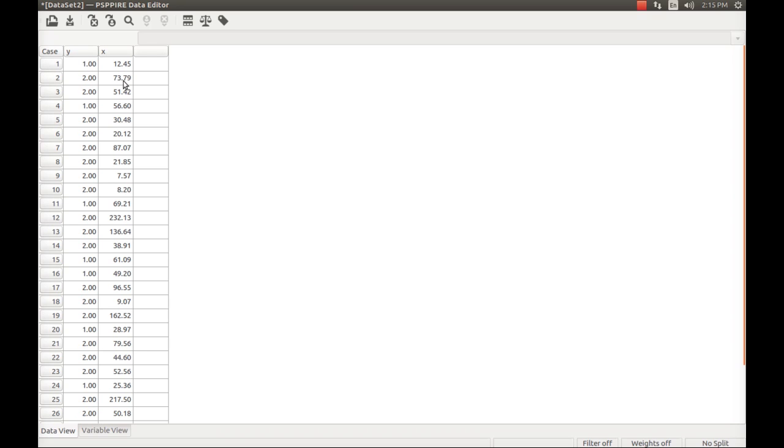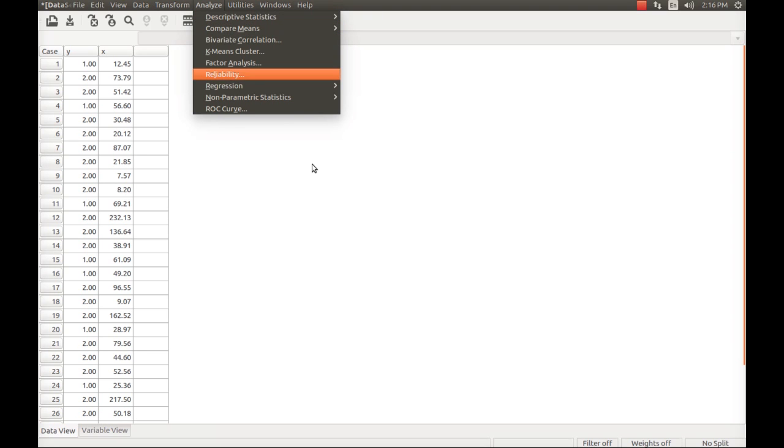And a person who spent 73,790 bucks, or in India we call rupees, the response of that patient is favorable. Now there is another guy who has spent 51,420 rupees, and whose response is favorable. I'm sorry, 2 stands for favorable, 1 stands for unfavorable. Now that way we have a convenient scenario to perform this binary logistic regression. Now let's go to the regression.